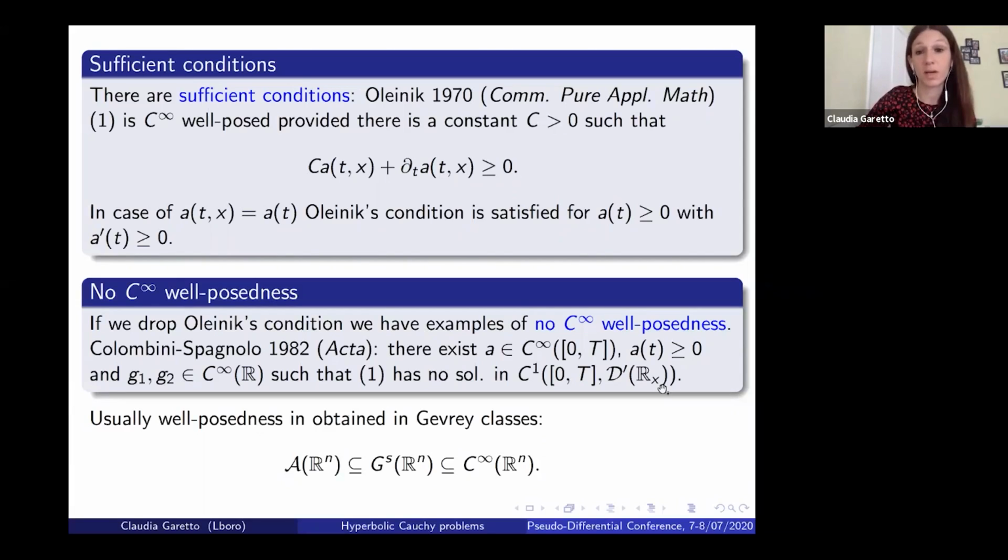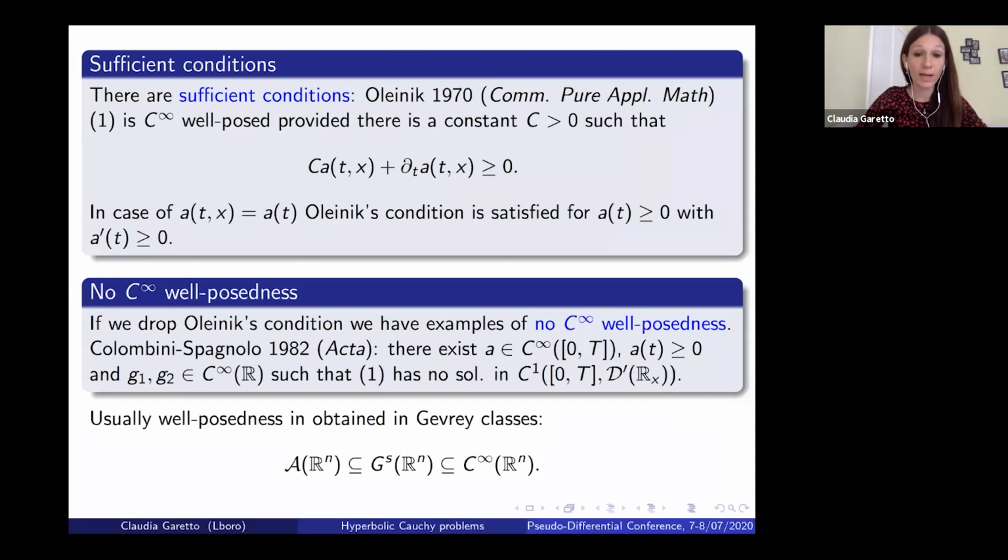So you might ask, okay, then what happens? Where do you get well-posedness? The answer is yes, we can get well-posedness in some suitable spaces. And there are many results of Gevrey well-posedness. I will not recall here the definition of the Gevrey classes. I will simply say that these are intermediate classes between analytic functions and smooth functions.